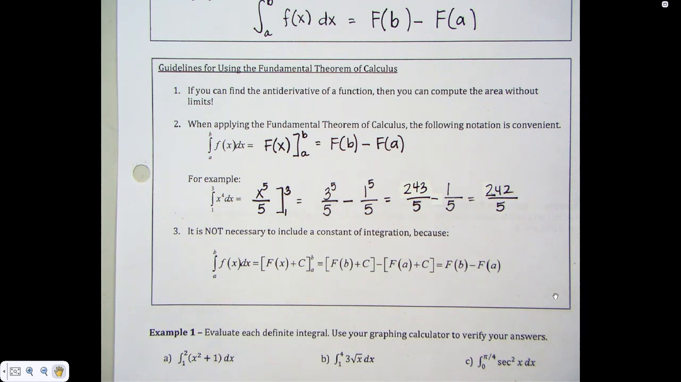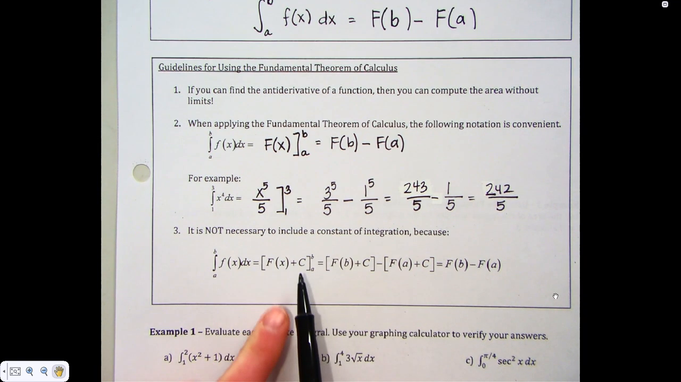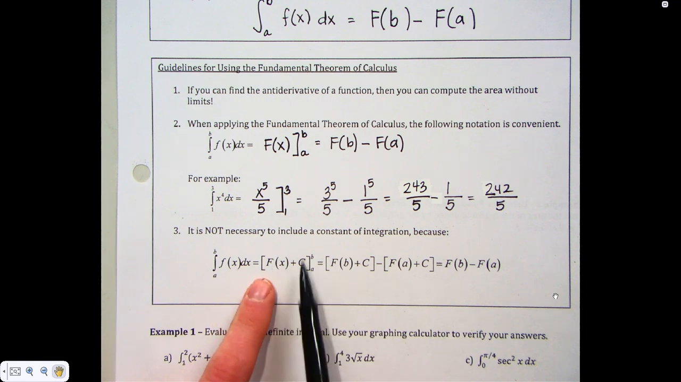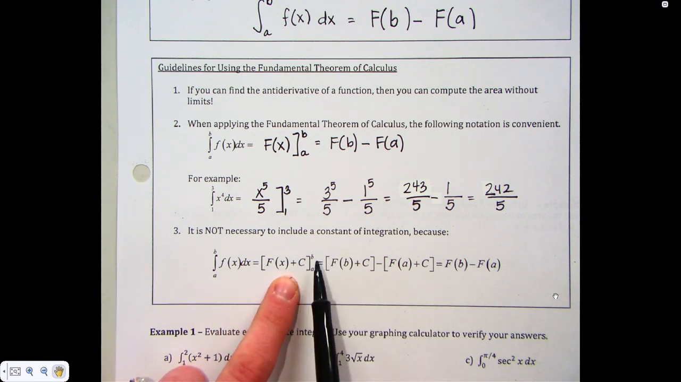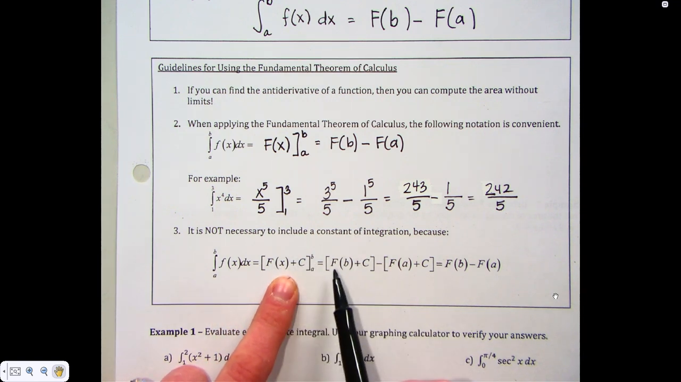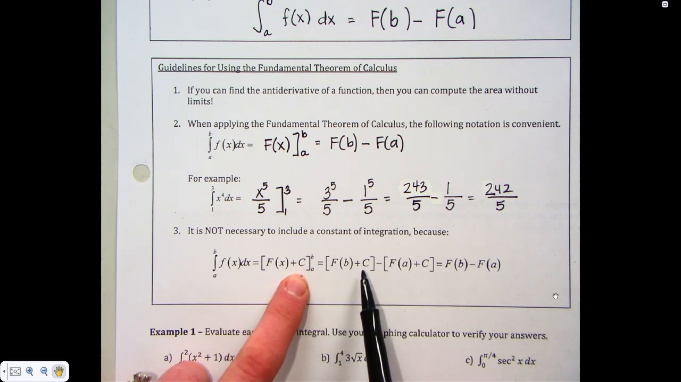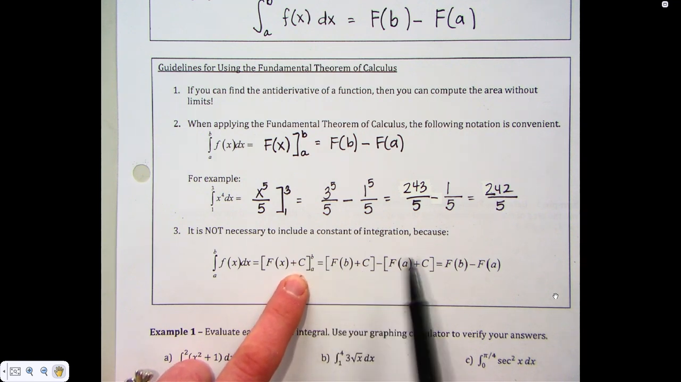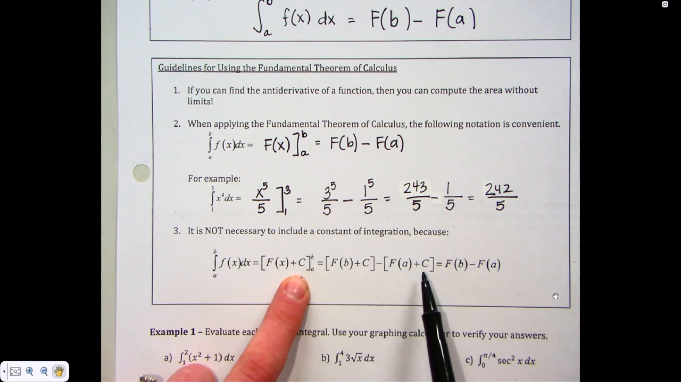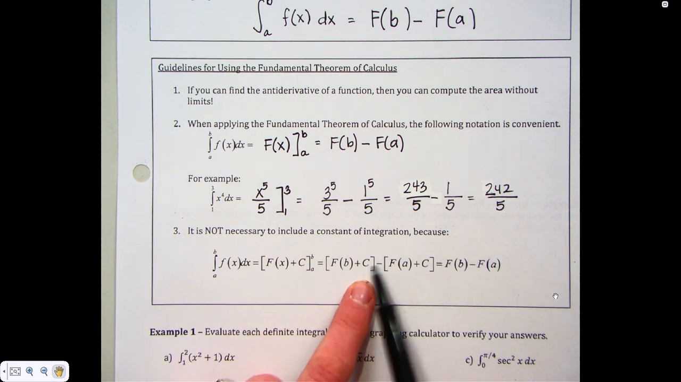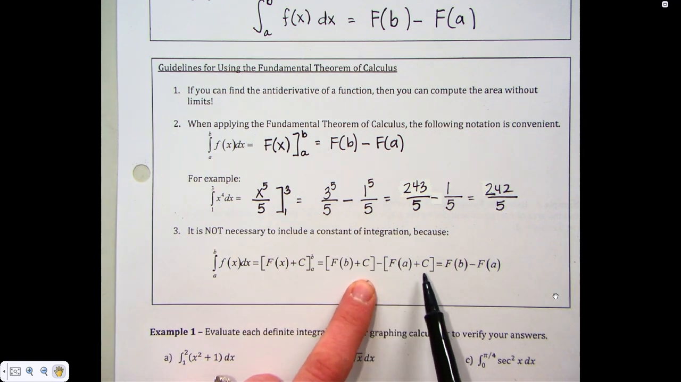If you could do 4.1, you can handle this. You're just plugging in some numbers. Like I mentioned, we do not need to include the plus c. Let's imagine that we did. We took our antiderivative, we included the plus c. That would mean that when I plug in the top value, I would have F of b plus c, but the constant wouldn't be affected by the b value. I would immediately be subtracting F of a plus c, but what happens when you have that constant and you subtract the same constant? They would zero out.